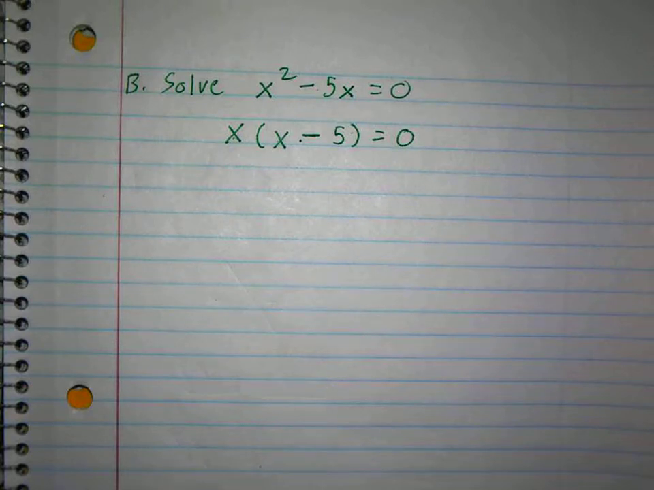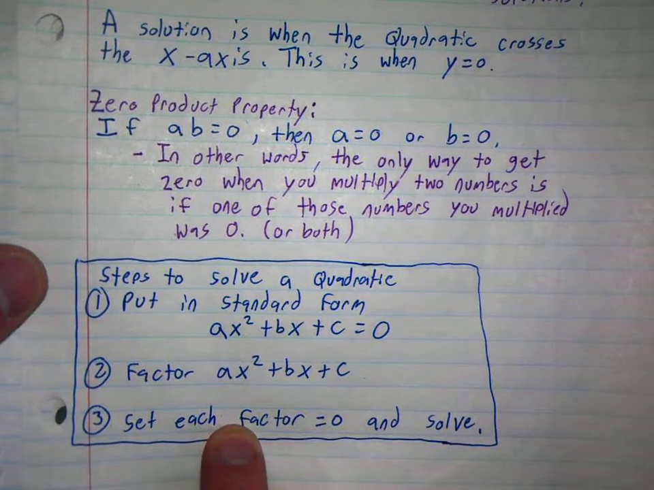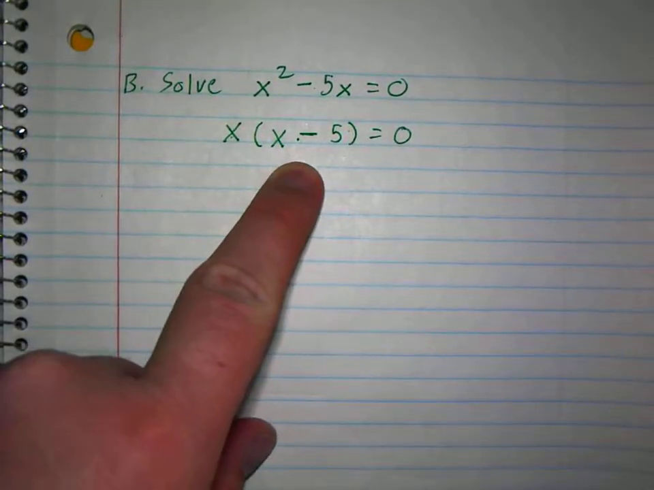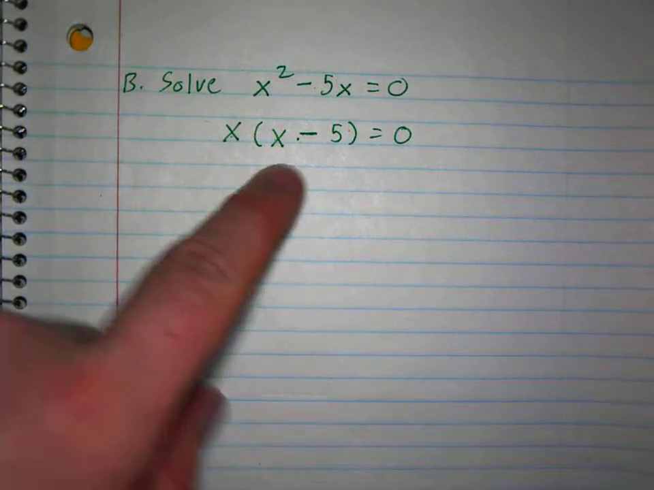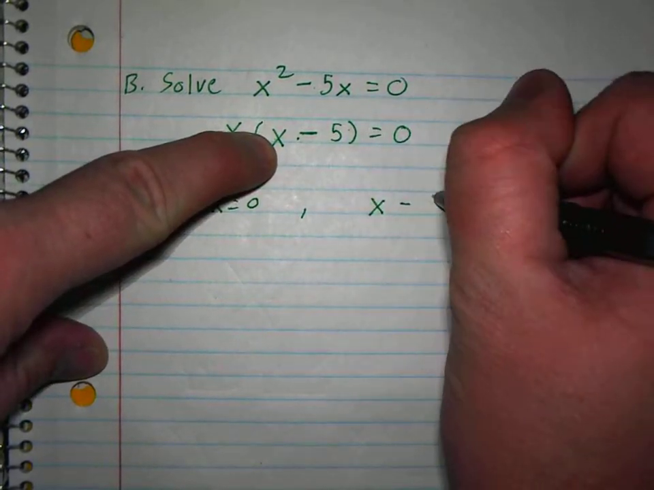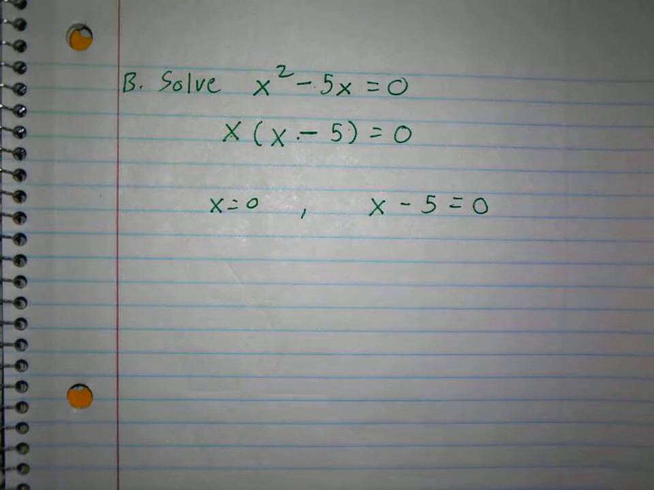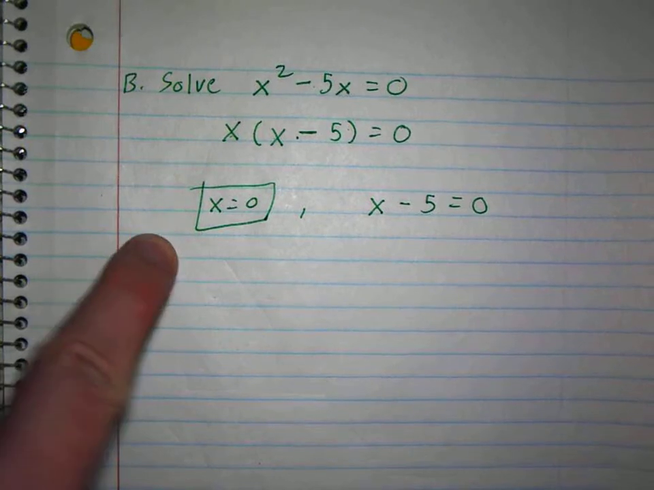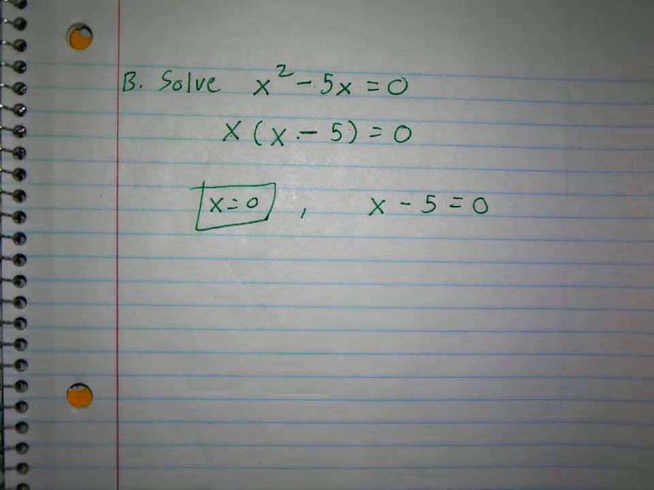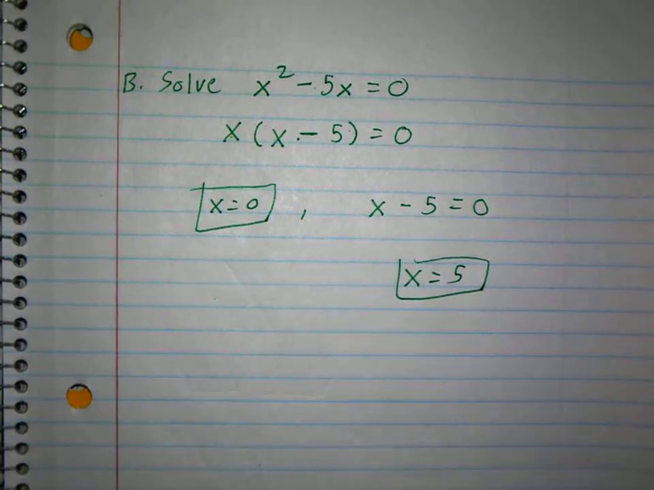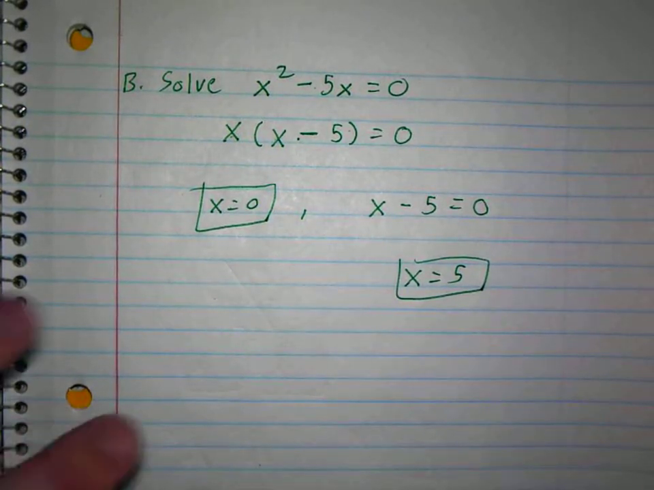You may remember, after you put it in standard form, your third step is to set each factor equal to 0 and solve. So I have two factors, and I'm going to set them both equal to 0. So you get x equals 0, and you also have x minus 5 equals 0. Now this one's already solved for you, right? And just like he said, x minus 5 equals 0. Instead of adding 5 to both sides, he knows that it's always the opposite. So it's going to be x equals 5, because 5 minus 5 is 0. So my two solutions are 0 and 5.